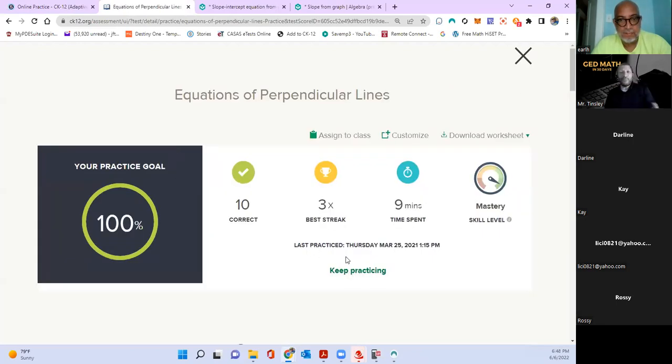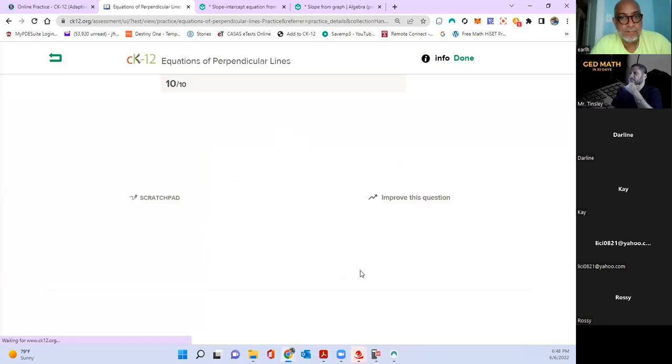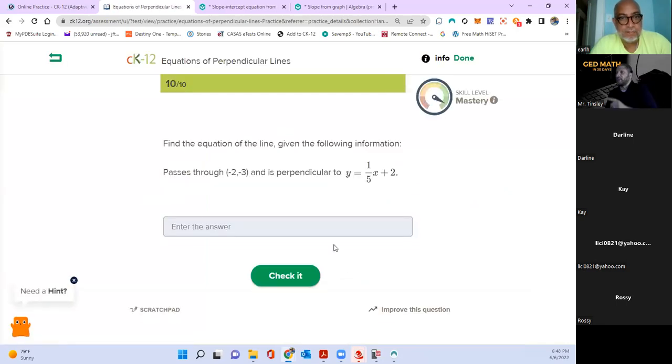Now, say for example, you are a paper person. If you notice, you can download the worksheet yourself too. So if you want to do them all at one time, you can download the worksheet to your computer if you need to. I love it. So let's do the next practice problem. Let's keep practicing, and let's try this. Look at this.